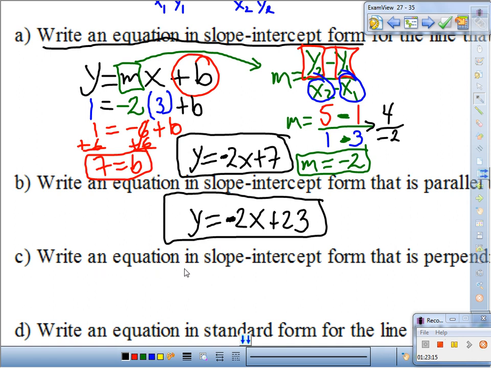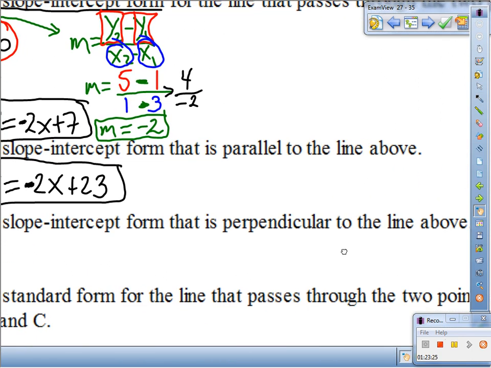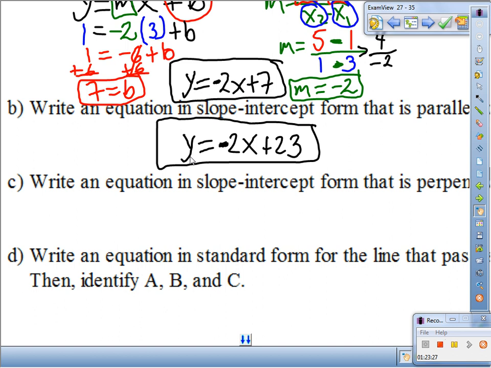Next, write an equation in slope-intercept form that is perpendicular to the line above. So perpendicular to this one. What do we know about perpendicular lines? That the slope has to be the reciprocal and inverse sign. So look at the slope for this one. What is the reciprocal of 2? Ethan. Y equals 1 over 2x plus 23.